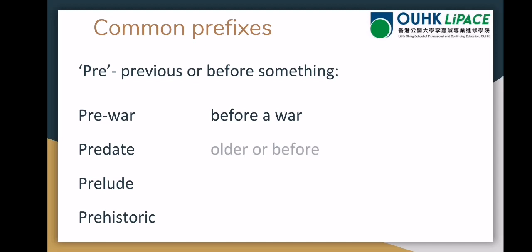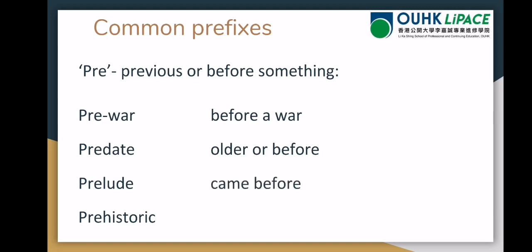Next we have predate. This means something that is older or came before another thing. So for example, you could say books predate the internet, or cars predate planes, something like that. It means they came before. So before we had the internet, we all read books.